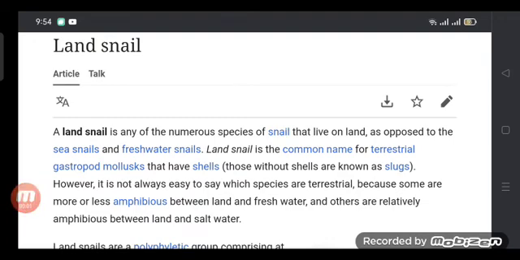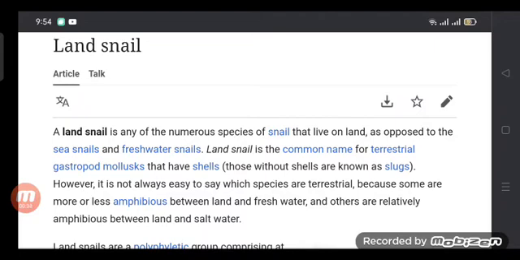A land snail is any of the numerous species of snail that live on land, as opposed to sea snails and freshwater snails. Land snail is the common name for terrestrial gastropod mollusks that have shells. Those without shells are known as slugs.